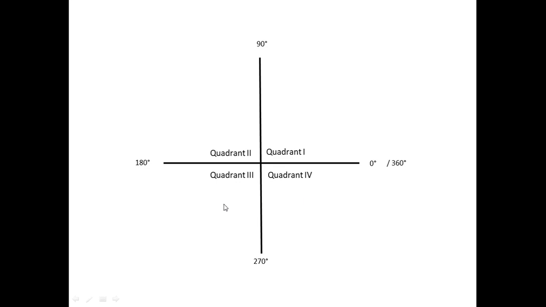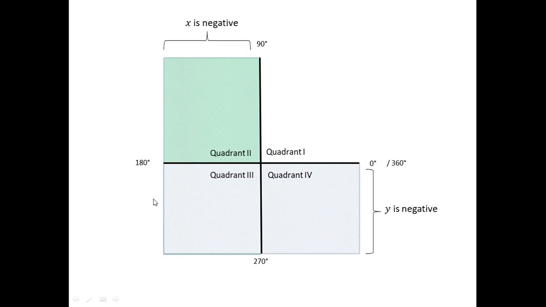It would do us well to note the following, that to the left of the y-axis over here, all of our x-coordinates are negative. All the x-coordinates to the left of the y-axis are negative numbers. And below the x-axis, all the y-coordinates are negative. So all the x-coordinates are negative here, all the y-coordinates are negative here, which means in this quadrant, quadrant 3, both the x and the y coordinates will be negative.